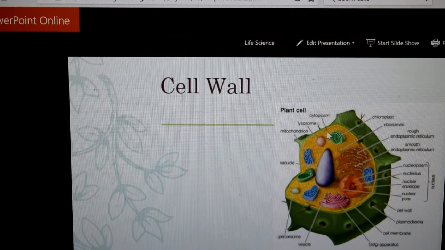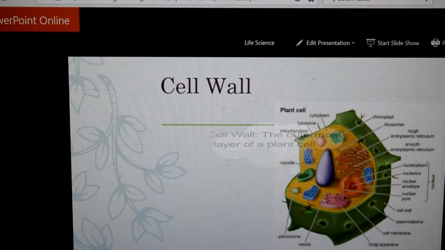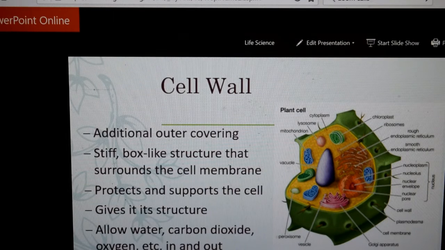The yellow part is a thin, bright yellow layer around the cytoplasm. That's the cell membrane. But this green part is the cell wall. And that's what's different between an animal cell and a plant cell. The cell wall is an additional outer covering. It's stiff, so it doesn't bend.